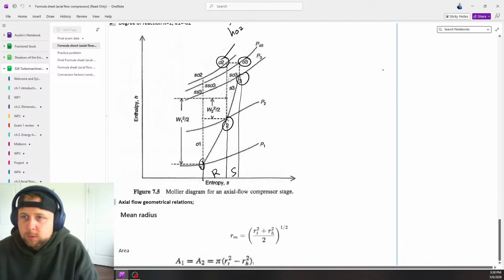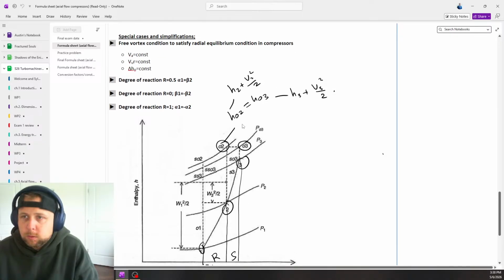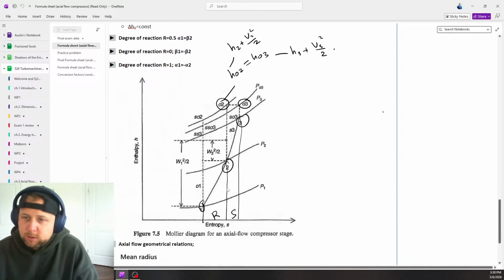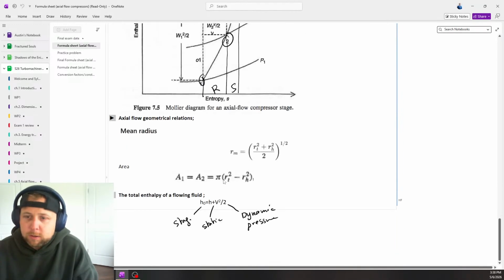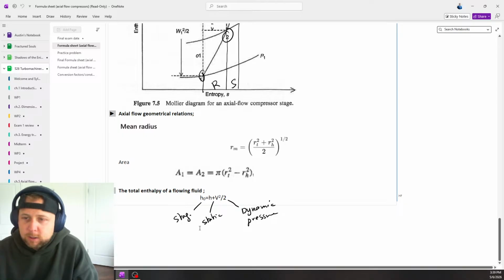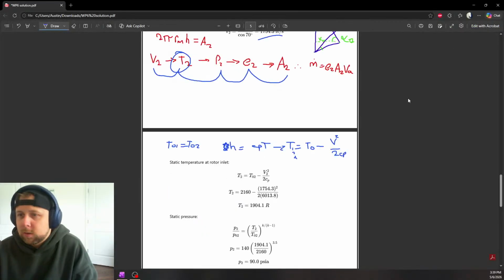2, 3, 4. 2, 2, 2. There we go. T02 is equal to T03. H03, well, that shouldn't change. H doesn't change. Maybe that's not the correct way of looking at it. So stagnation, static, dynamic pressure, total enthalpy changes.